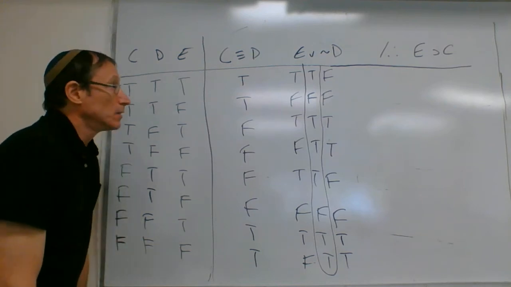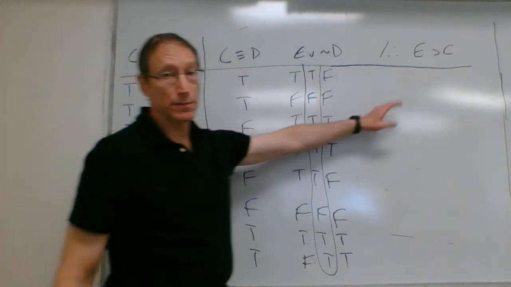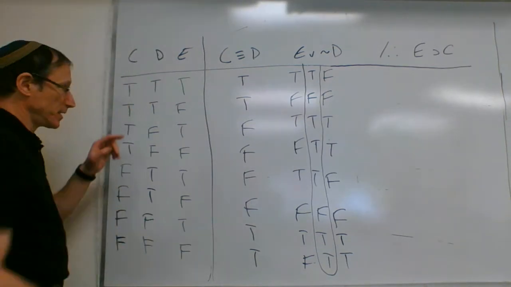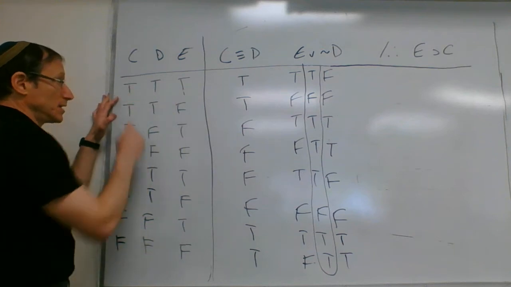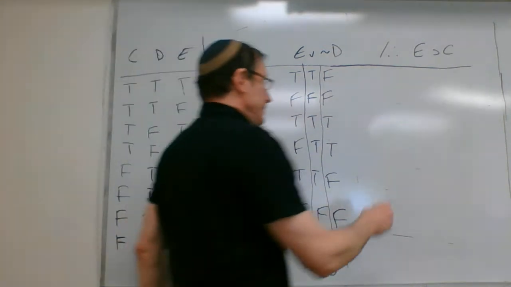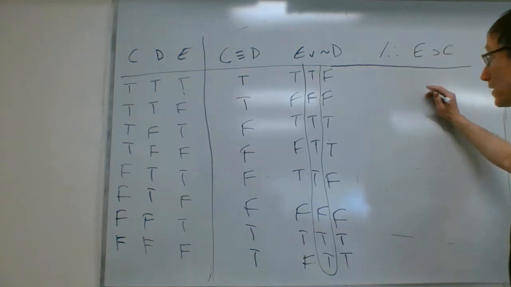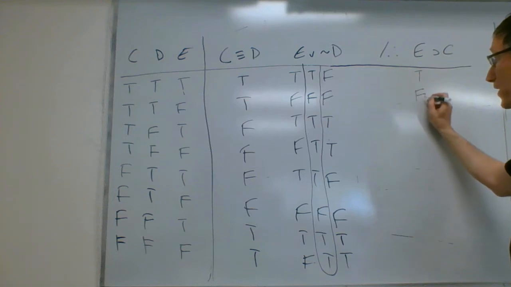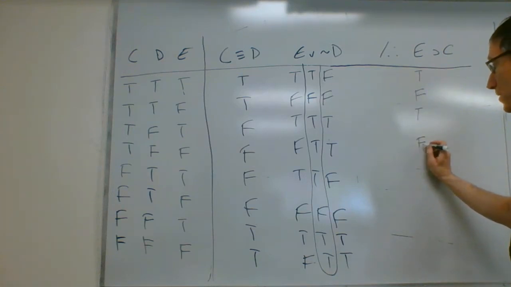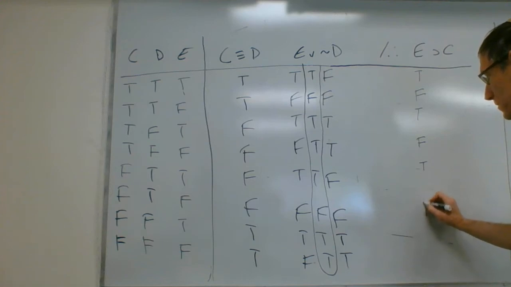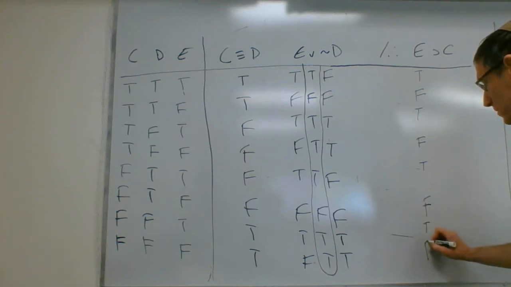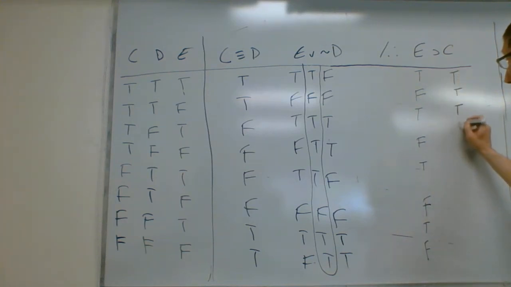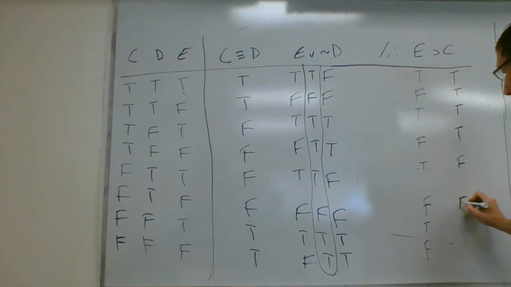Okay, now I need to do the conclusion, E horseshoe C. Again, it's easy to get messed up here. For the sake of my own sanity, I'm writing down all the values of E, trying to keep them aligned. This is the value of E, and the value of C is 4 T's, 4 F's.